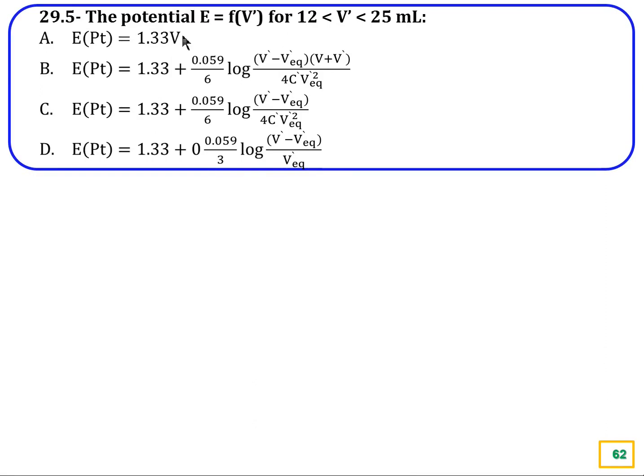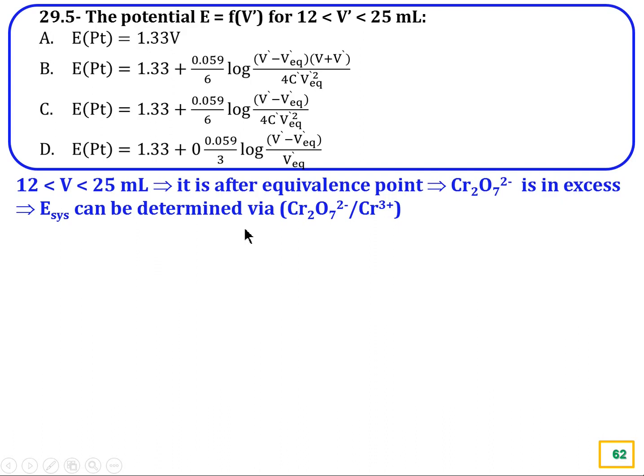Exercise 29.5: calculate the potential E for a volume between 12 and 25 milliliters. This volume is after equivalence, so the dichromate is in excess, and it's easier to calculate E of the system by using the couple dichromate/chromium 3+.